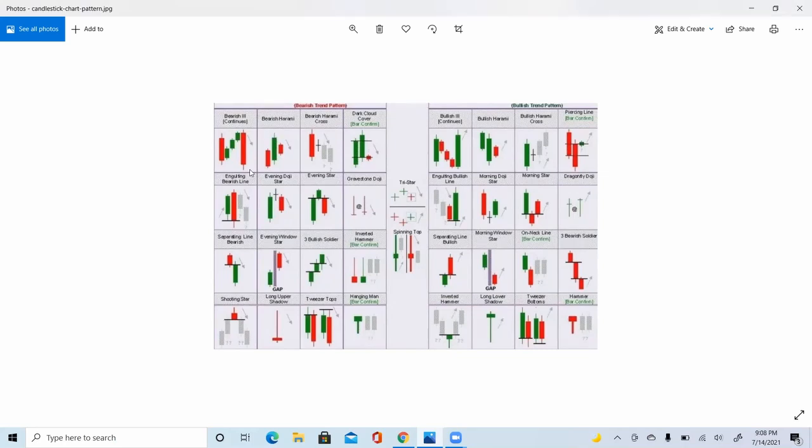Now, for me, the main candles that I particularly trade are engulfing candles, tweezer tops, and long upper shadows, or the bigger variation, the shooting star. I'm going to show you why these things are important.